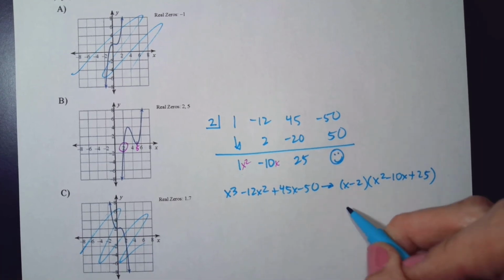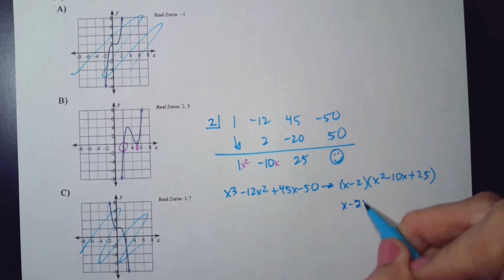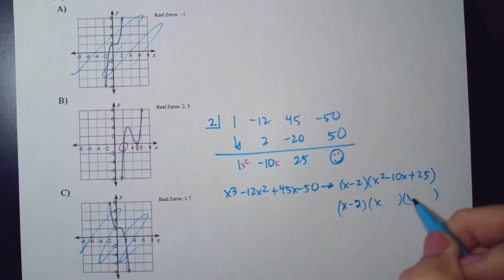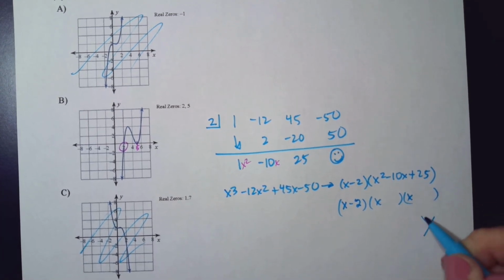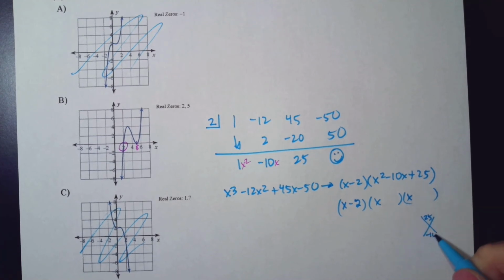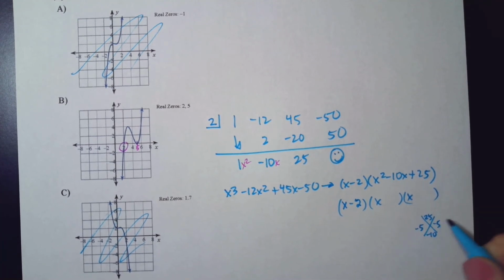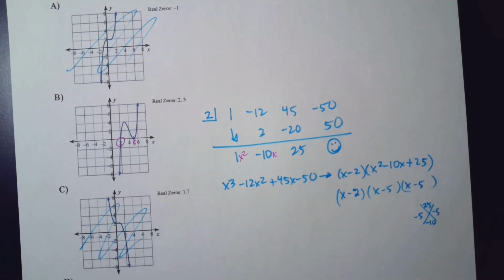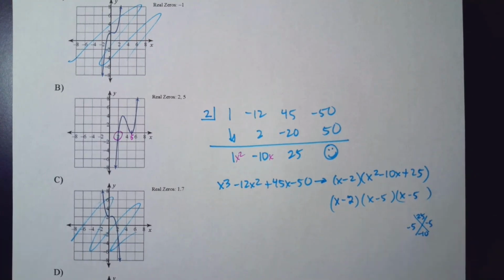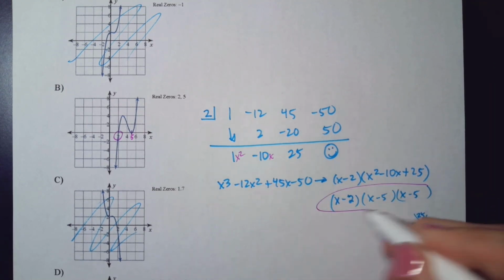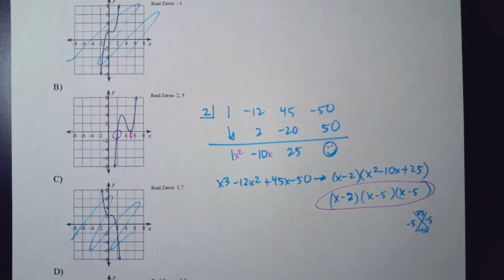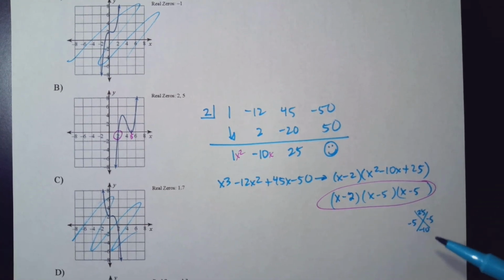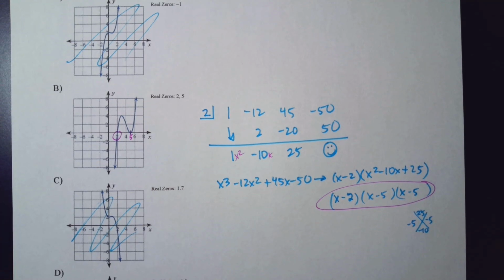And then look what I can do. Once I have that broken down, I can factor it again. x and x. What multiplies to 25 and adds to make negative 10? Well, negative 5 and negative 5 do that. So I have now factored this whole problem. Once I break it up with my synthetic division, it helps me take out a piece of it, and then what's left is easier for me to work with. Okay, so that's going to be our ultimate goal.